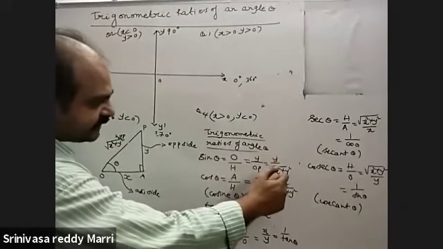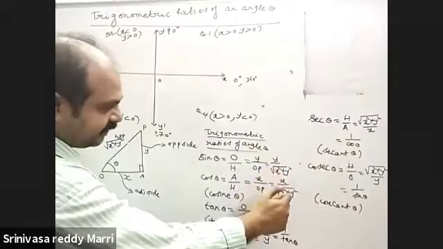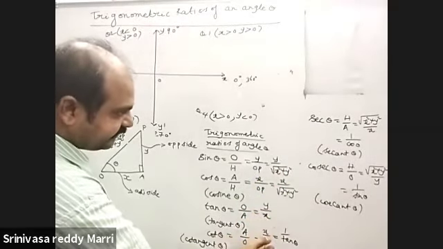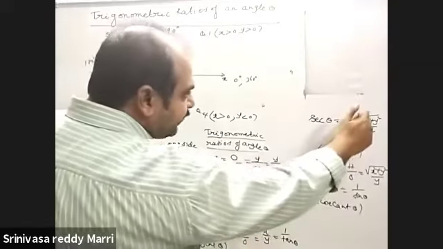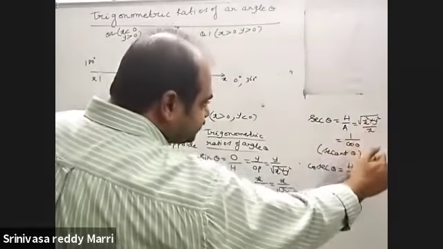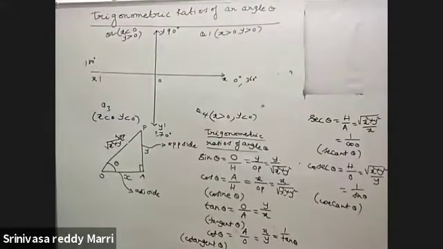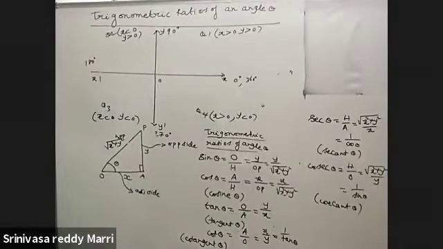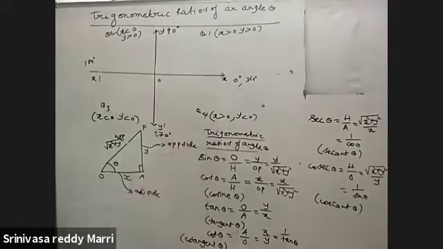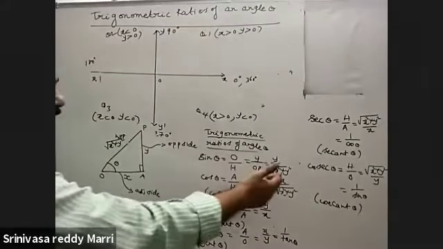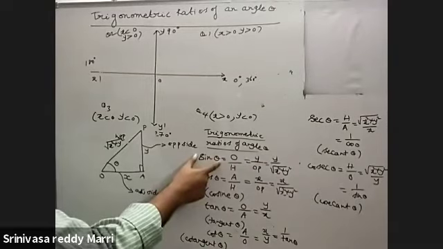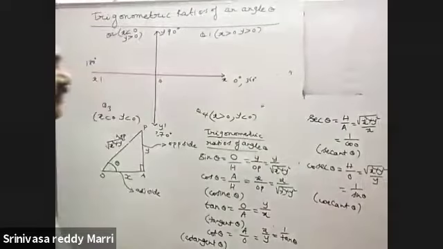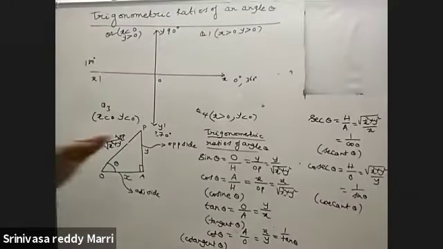Now look at these 6 ratios. Y by root of x square plus y square, x by root of x square plus y square, y divided by x, x divided by y, root of x square plus y square divided by x, root of x square plus y square divided by y. These are the 6 ratios. These 6 ratios are called trigonometric ratios. They have names. This ratio is named sine of theta. Basically, these 6 ratios.